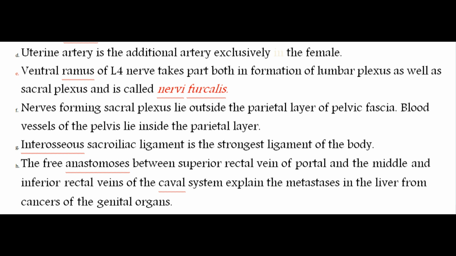E. Ventral ramus of L4 nerve takes part both in formation of lumbar plexus as well as sacral plexus and is called nervus furcalis. F. Nerves forming sacral plexus lie outside the parietal layer of pelvic fascia. Blood vessels of the pelvis lie inside the parietal layer. G. Interosseous sacroiliac ligament is the strongest ligament of the body. H. The free anastomosis between superior rectal vein of portal and the middle and inferior rectal veins of the caval system explains the metastases in the liver from cancers of the genital organs. I. The sensory nerve supply of the ovary and fallopian tube is from T10-T12 nerves.